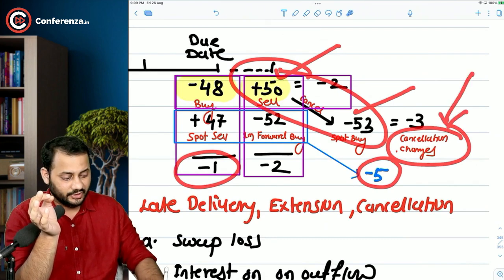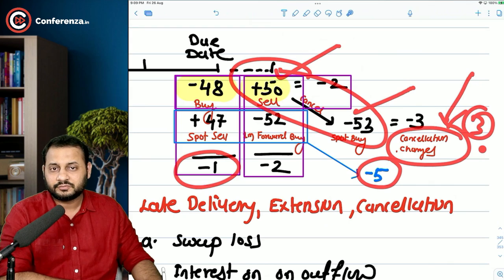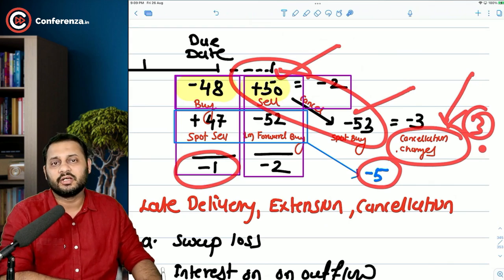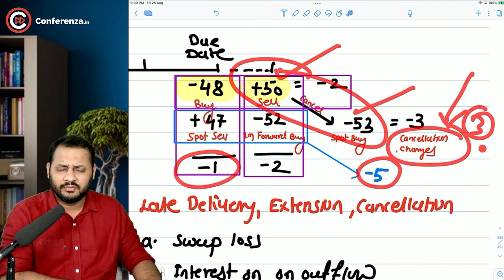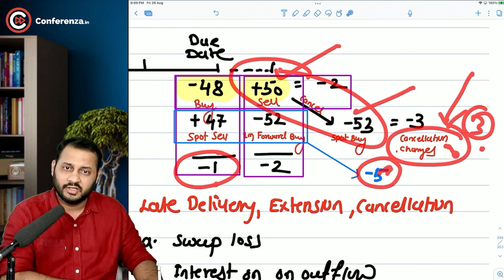So this is something new. The third item, cancellation charges. Cancellation charges will be recovered from the customer. In any case, if there is any profit, it will not be shared with the customer. Please understand that. No inflow, no interest on inflow, no swap profit, no cancellation profit. If there is a loss, that will be recovered. Profit will not be shared with him.